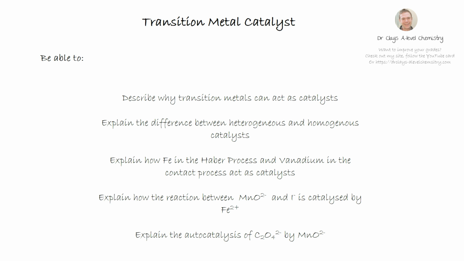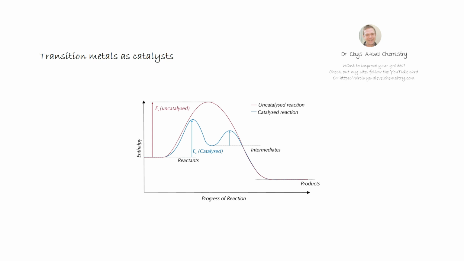By the end of this session, we should be able to do the following. Describe why transition metals can act as a catalyst. Explain the difference between heterogeneous and homogeneous catalysis. Explain how Fe, that's iron in the Haber process, and vanadium in the contact process act as catalysts. Explain how the reaction between MnO4- and I- is catalyzed by Fe2+, and explain the autocatalysis of ethanedioate by MnO4-. So first of all, let's look at how transition metals act as a catalyst.